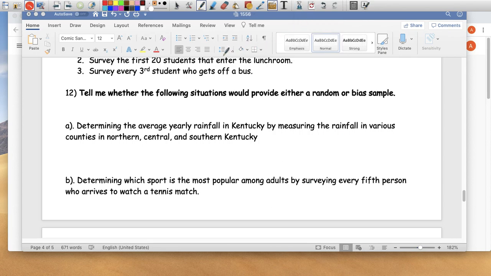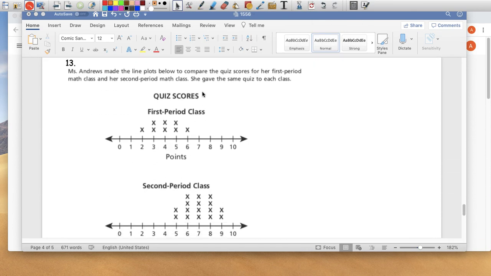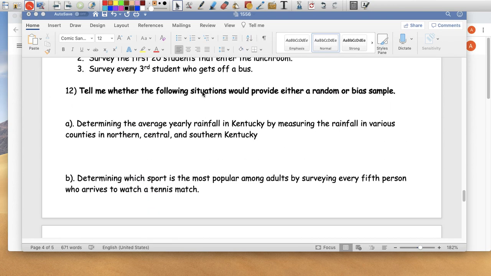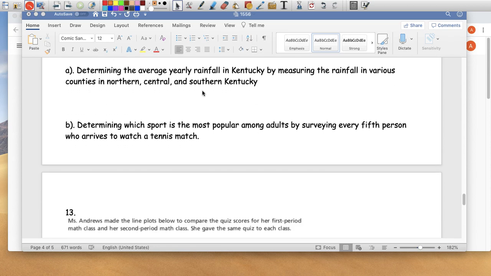That would be biased. Determining which sport is the most popular among adults by surveying every 5th person who arrives at a tennis match. Okay, again, biased. If you're going to a tennis match to watch tennis, you're most likely to believe that tennis is your favorite sport.